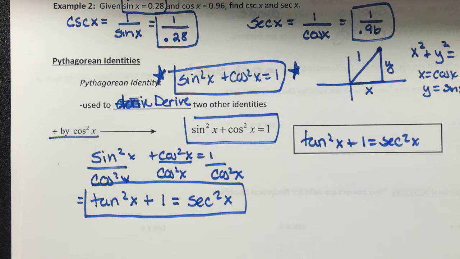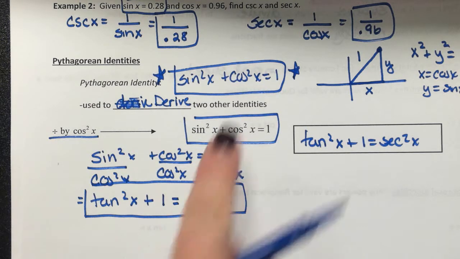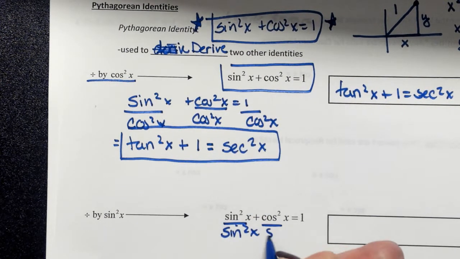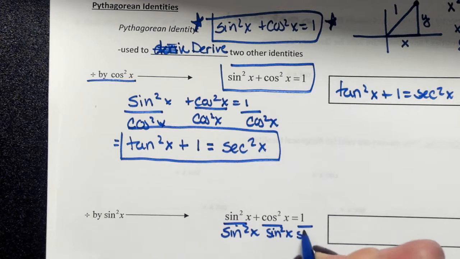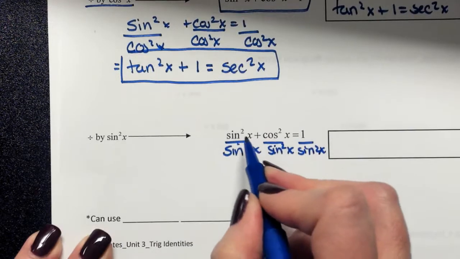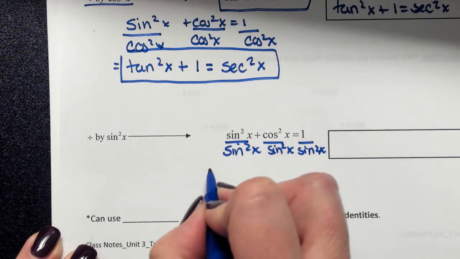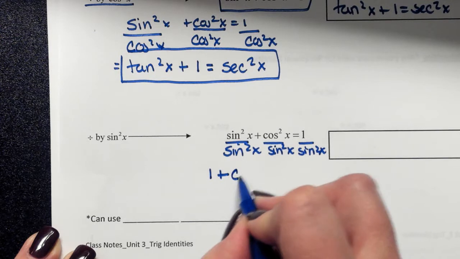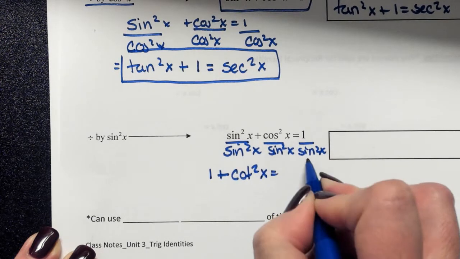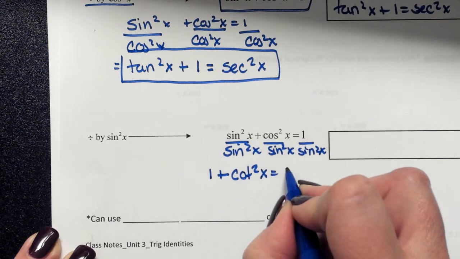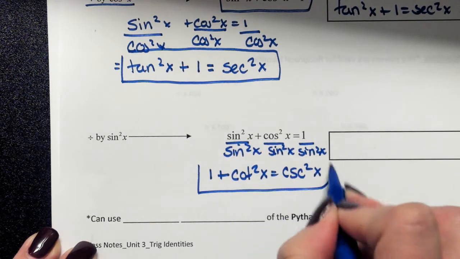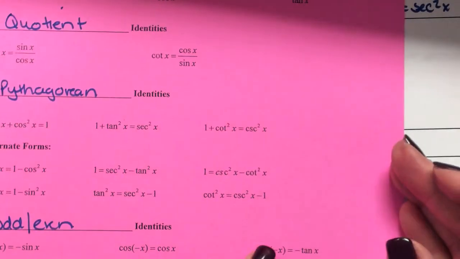Well, remember I divided this one by cosine squared. Guess what? I'm going to take my big one and divide it by sine squared. Again, what's sine squared divided by sine squared? 1. Cosine squared divided by sine squared would be cotangent squared x. 1 over sine is equal to what? Cosecant. And this would be cosecant squared x. And there's that third one: 1 plus cotangent squared equals cosecant squared.